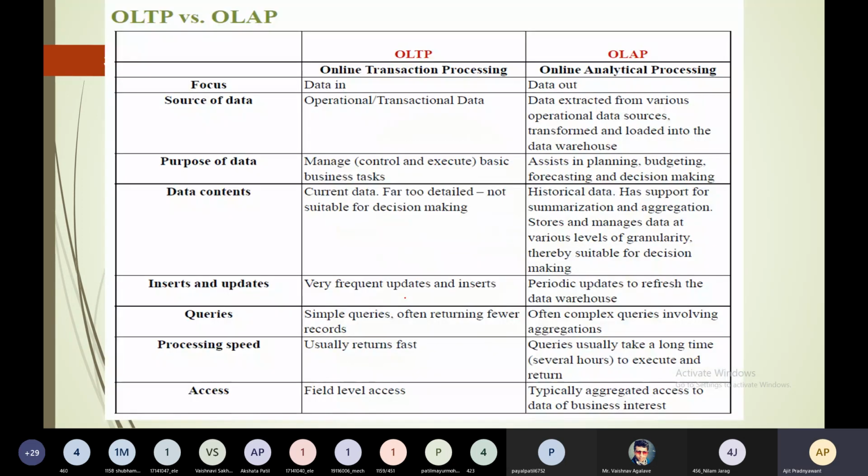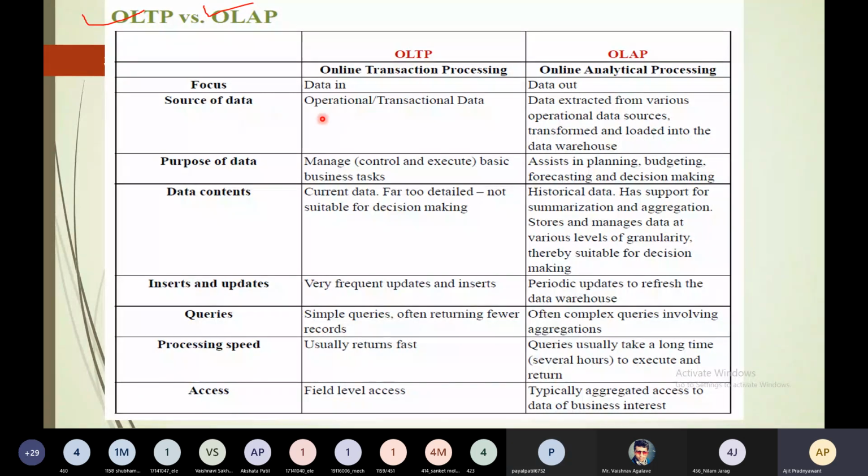Now we are going to learn about the difference between OLAP and OLTP. In yesterday's session we saw OLTP, and in today's session we have seen OLAP. Now see the difference between both of them. OLTP is online transaction processing, whereas OLAP is online analytical processing. The main focus of OLTP is data in. The main focus of OLAP is data out. What is the data out you will get from this OLAP system?